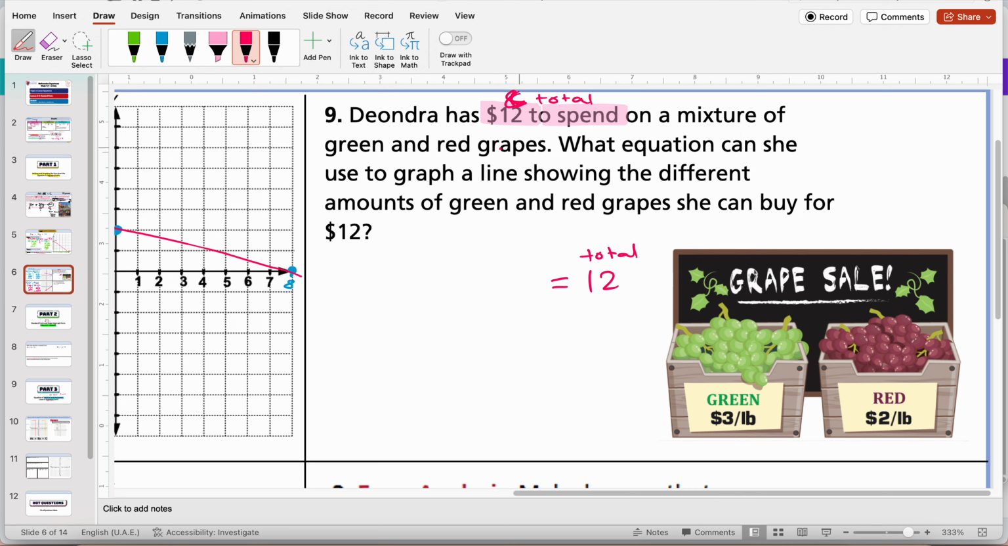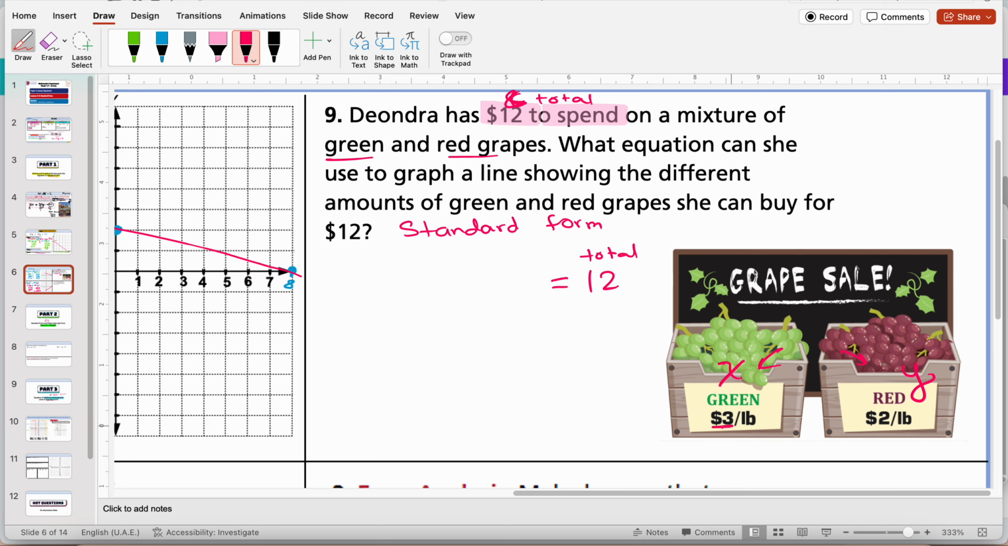On a mixture of green and red grapes, what equation can she use to graph the line showing the different amount of green and red grapes? Again, since I have two categories, then using standard form is a very good idea. It's very easy, straightforward. Just decide where is x, where is y. I'm gonna choose green grapes for x, red grapes for y.